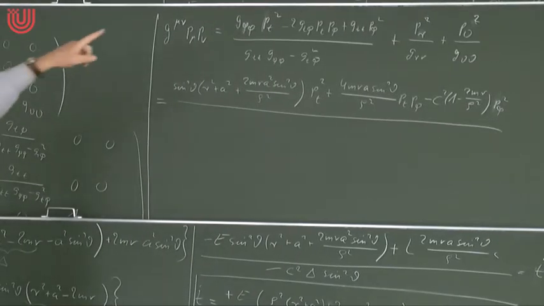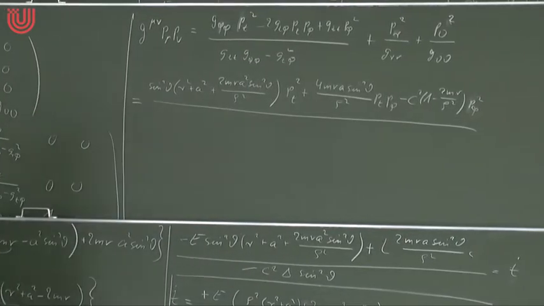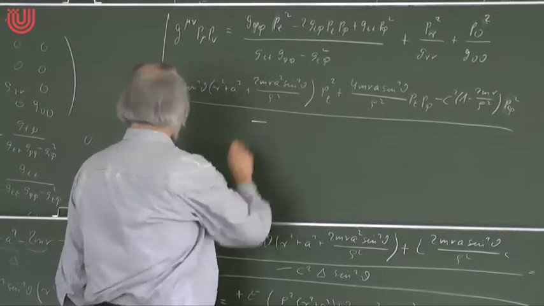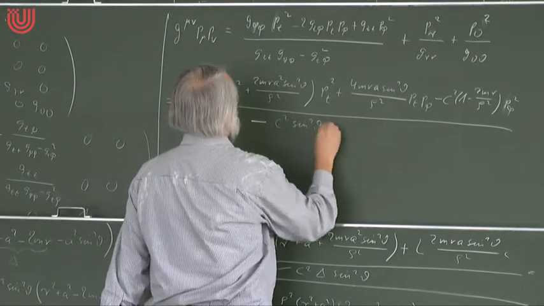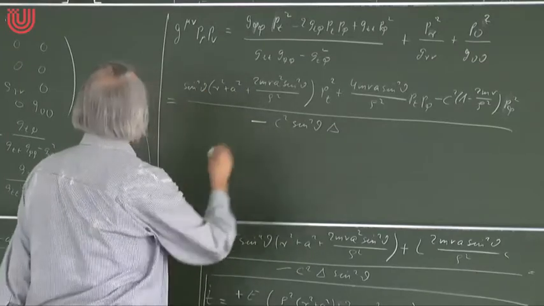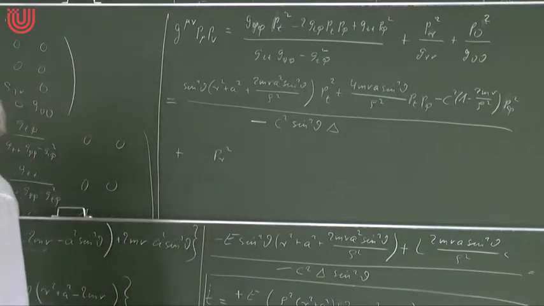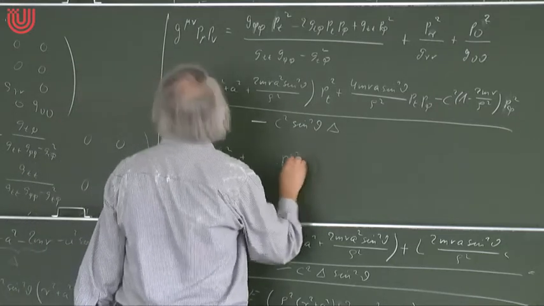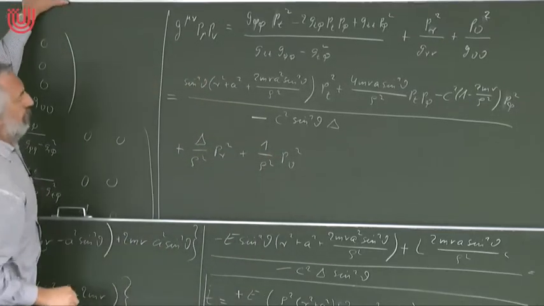Where is it? Should be somewhere on the board. Here. And this continues here. It's this. Which sign? I have g_t-phi squared minus blah, blah, blah. That's just the negative of this here. So I have minus c squared sine squared theta delta. And then the two easy terms. p_r squared, where's g_rr? g_rr is up there. I have to take the inverse, delta over rho squared. And p_theta squared, the inverse is 1 over rho squared. Okay, that's it.